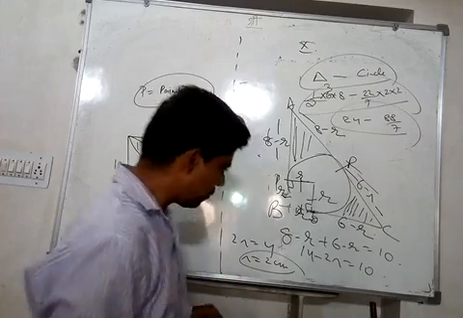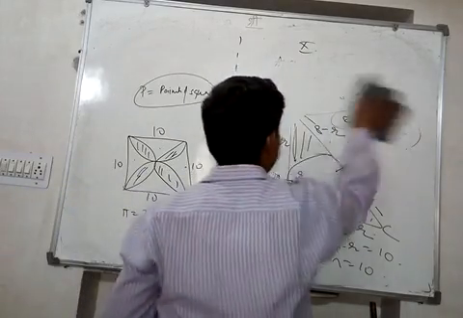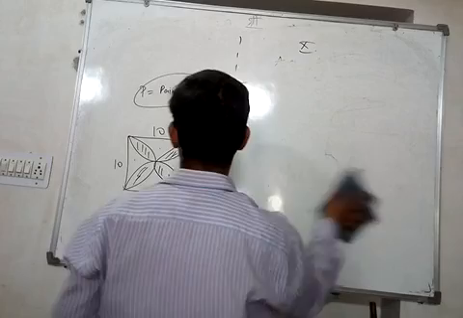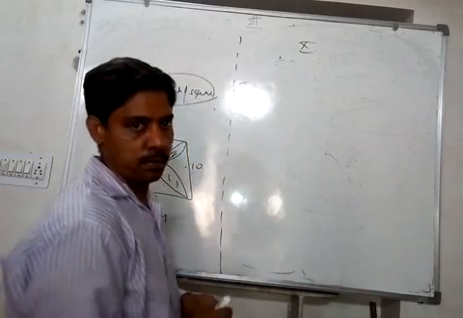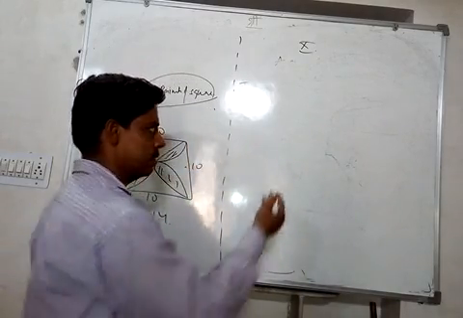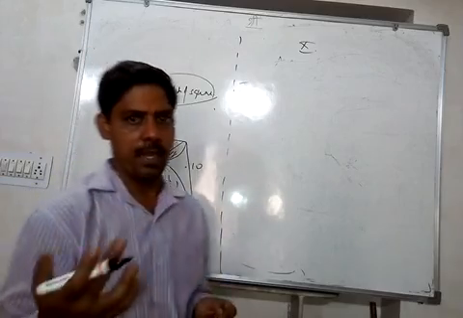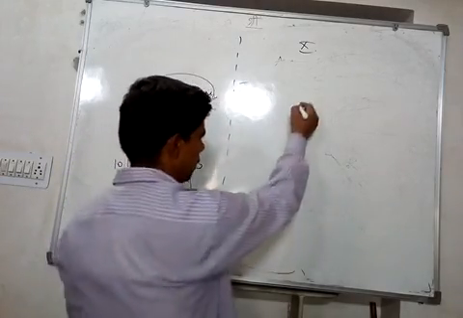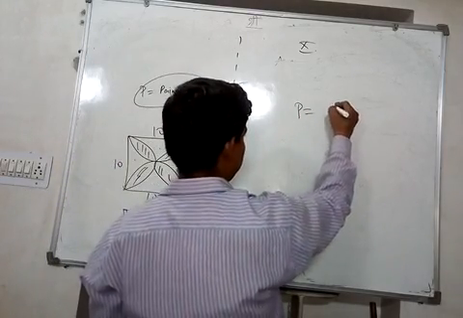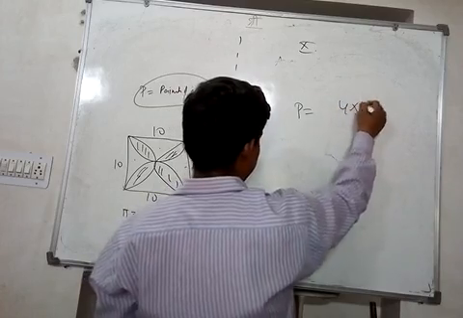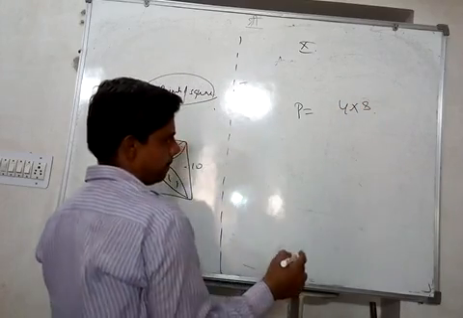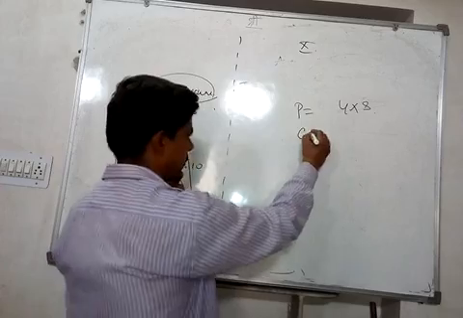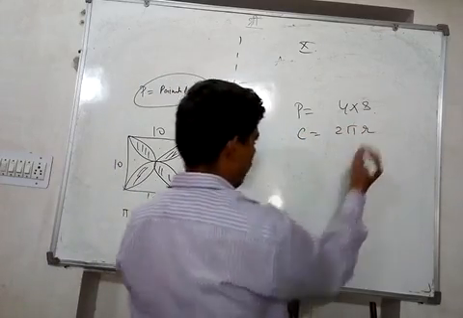Okay. Let us consider one more question. Perimeter of a square is equal to circumference of a circle. What is the ratio of their areas? So perimeter of a square is 4 into side. Okay. And this is equal to the circumference of a circle, 2 pi r.